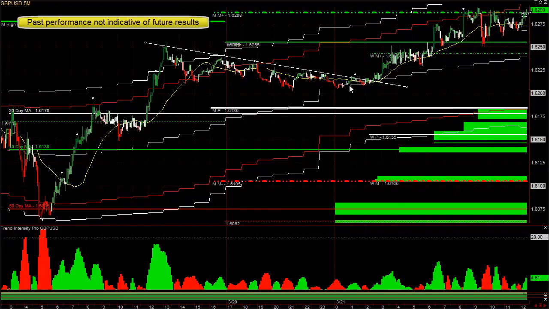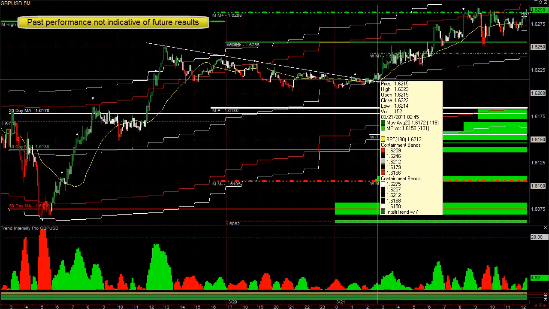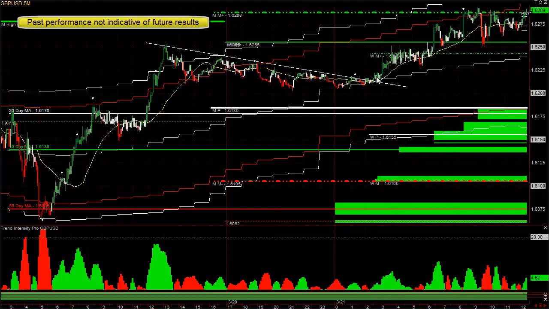This one kind of went sideways there for an hour, hour and a half, and when it broke out, very high probability place to get in. Here's your first profit target at 46. So you can see that's 30 pips away. You're risking 7 to 12 pips here with a good potential of making 30 pips.